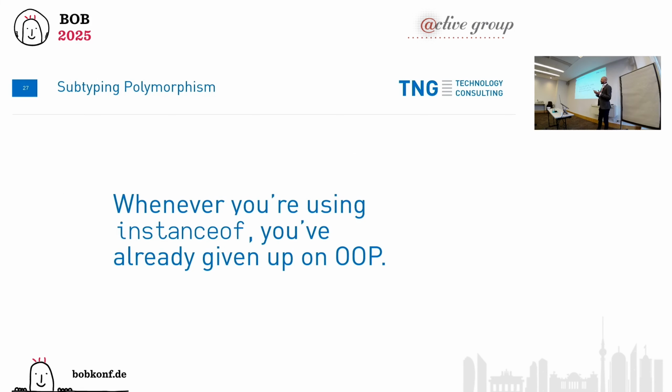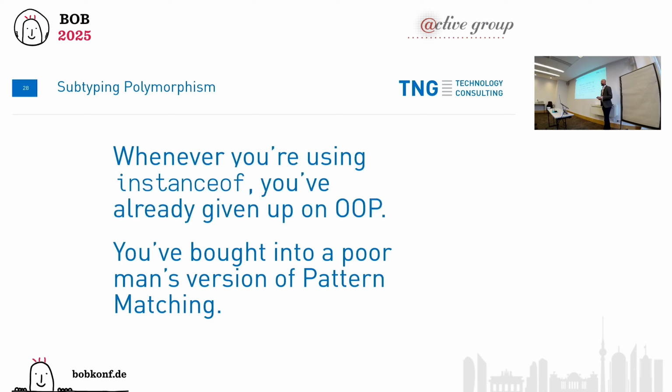This means whenever you are using instanceof, you've essentially given up on the principles of OOP. Instead, you've bought into a poor man's version of pattern matching. And yes, Java nowadays supports much more sophisticated instanceof checks that are very, very close to actual pattern matching. But that's because nowadays Java is not an object-oriented language anymore. It has become a multi-paradigm language supporting lots of features that allow you to do functional programming.